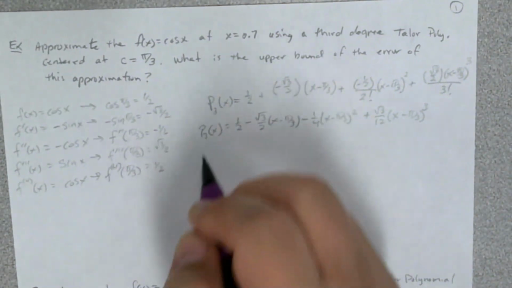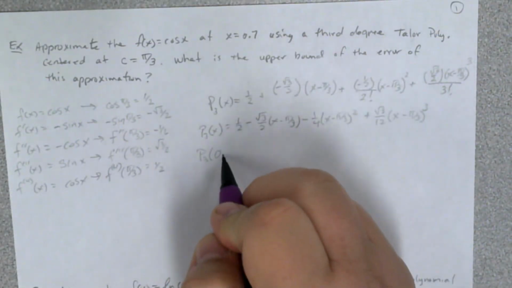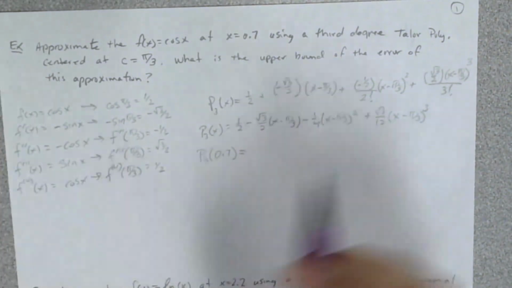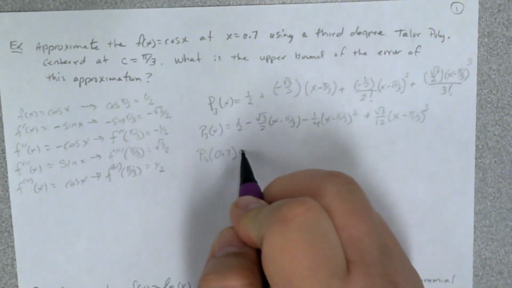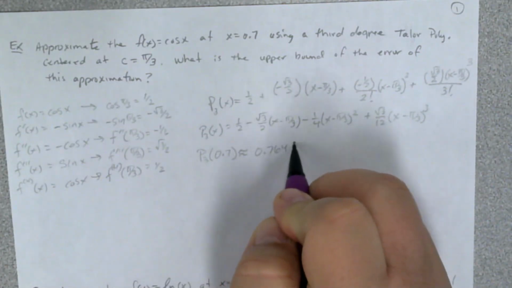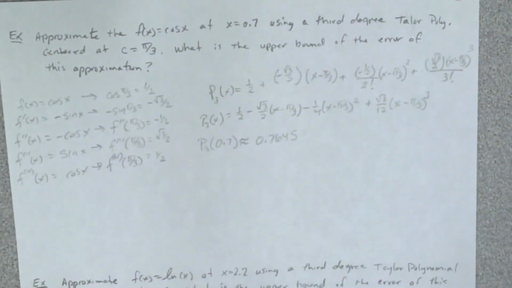And so then we want to find our value at our point 0.7. We're going to use this now to approximate that. I'm not going to plug it in, but you can plug it all in for these x's right in there and there. And when you do, you're going to get an approximation of 0.7645. Okay? So there's our Taylor approximation for that.